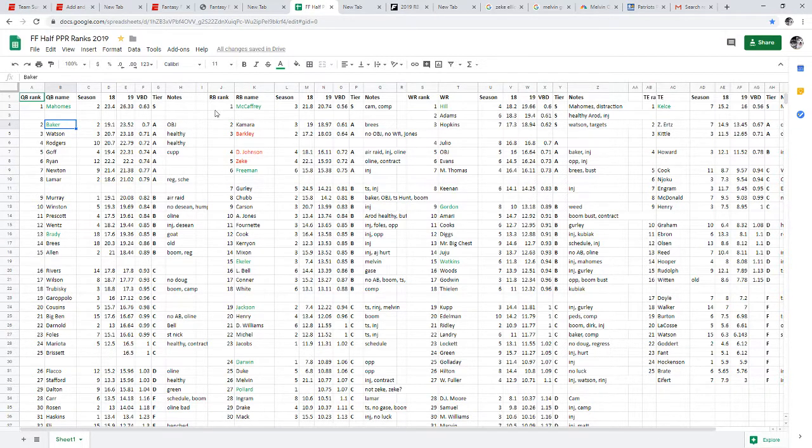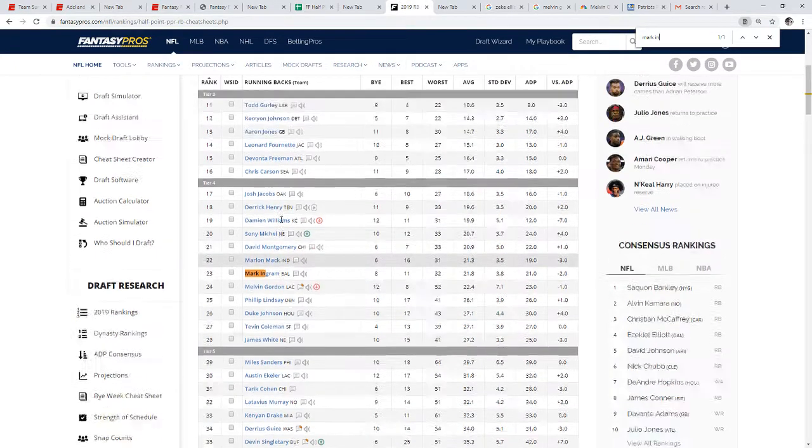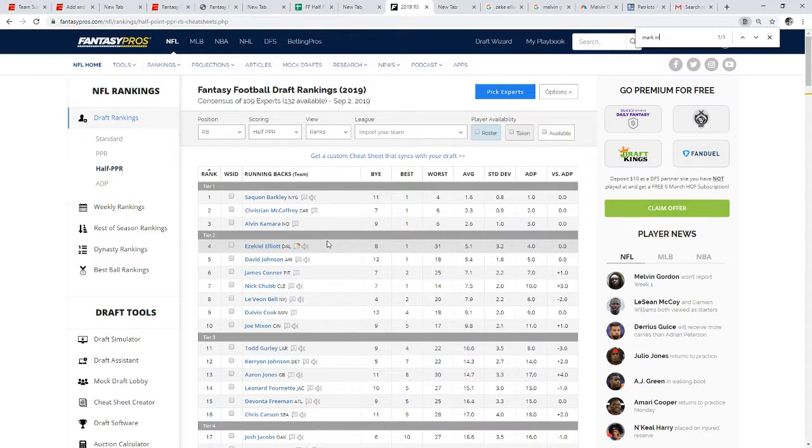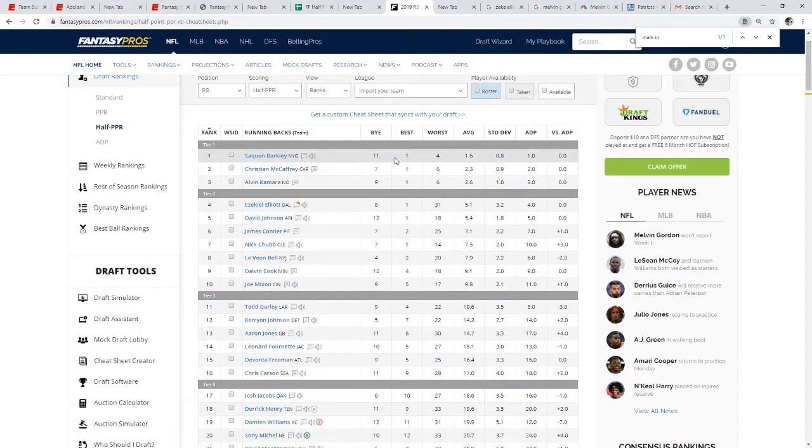So next tip is using rankings. Oftentimes, you'll see people share their personal rankings, and it can be helpful, but what's really helpful is a site that aggregates all of these expert rankings together. So I like to use Fantasy Pros, where you can see, for example, running backs, choose what type of scoring your league uses, and then you can see for each of these players where they rank in terms of the best ranking and the worst ranking.